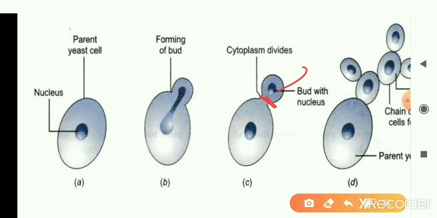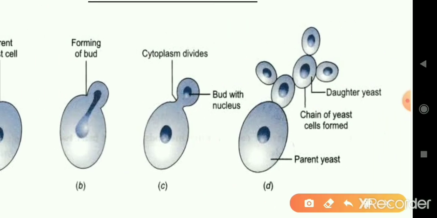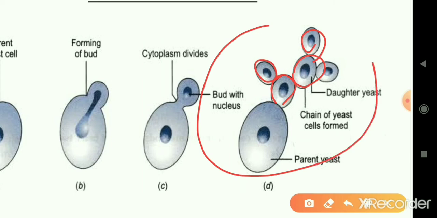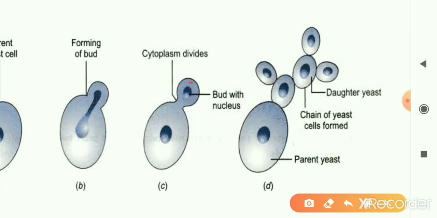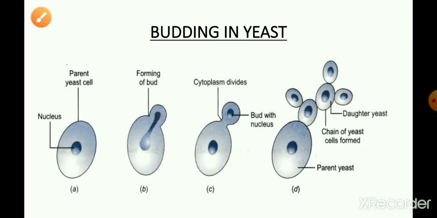Many times the bud may get detached, but in certain cases, before getting detached from the parent, the bud will develop its own bud. In this way, when you observe under a microscope, you'll find a chain of yeast cells. So it may be that the bud immediately gets detached, or before it gets detached, it forms its own bud, and so under a microscope you will find a chain of cells. So yeast also multiplies by the process of budding.